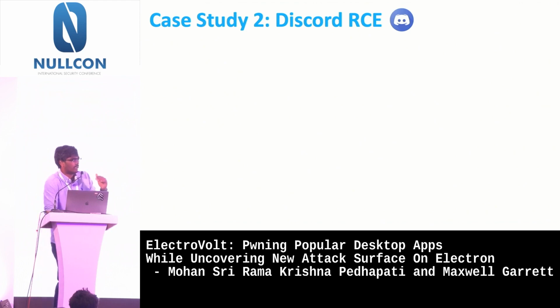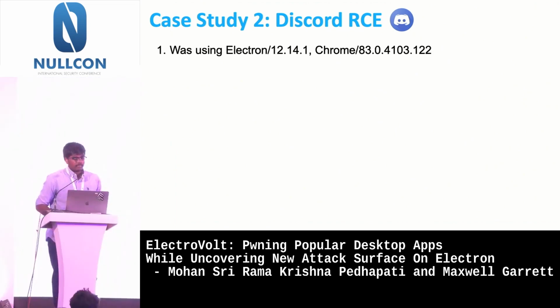Discord is using the same web preferences where node integration is disabled and context isolation is enabled, but the sandbox is disabled on the main window, which means we just need to find a way to embed our JavaScript and run the V8 exploit there and pop the calculator. At the time, it was using Electron 12.4.1, which means it's indirectly using an old version of Chrome. And Chrome usually has a lot of V8 exploits, JIT exploits.